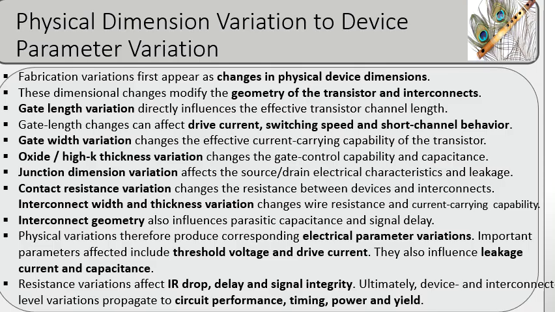Contact resistance variations introduce additional resistance between the transistor and its interconnects. At the interconnect level, variations in metal width and thickness change resistance and can also affect parasitic capacitance. These physical variations therefore translate directly into electrical parameter variations such as threshold voltage, drive current, leakage, resistance and capacitance. Ultimately, these parameter variations affect circuit timing, power, signal integrity, and overall manufacturing yield.